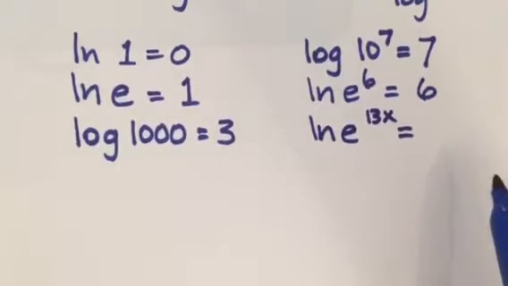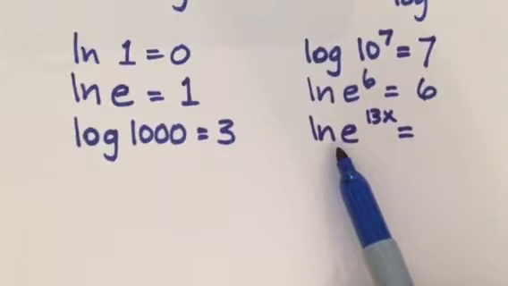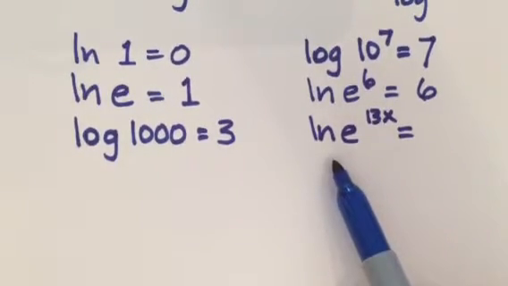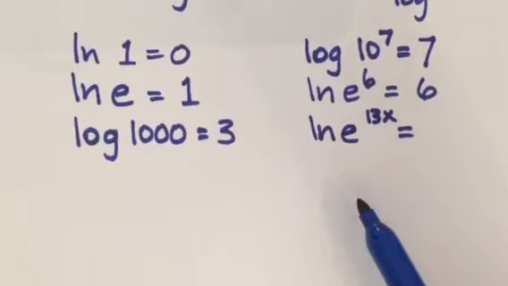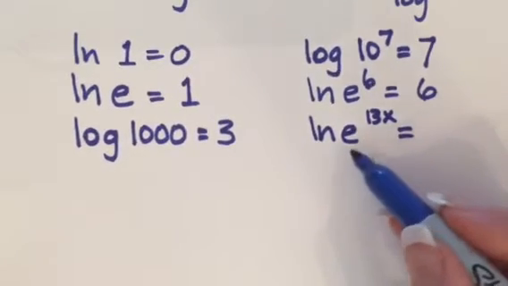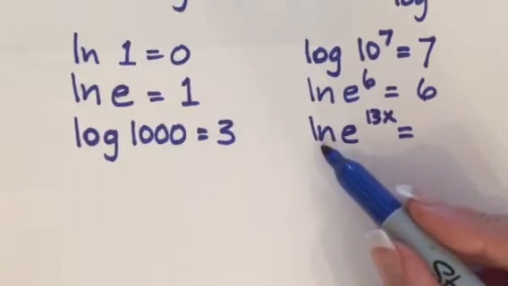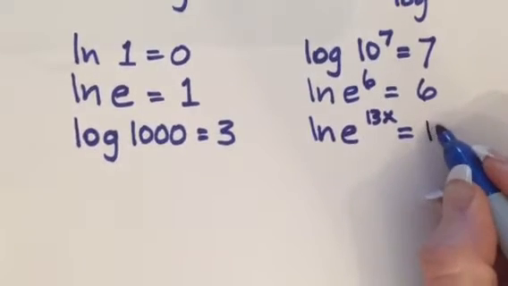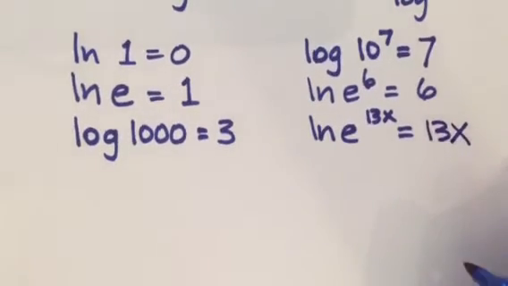The key to this is thinking about what the base of this logarithm is. This is log base e of e to the 13x. And again, recall that anytime you have a common base with both an exponential expression and a logarithmic expression, they are inverse operations, and we're left with just the exponent piece.